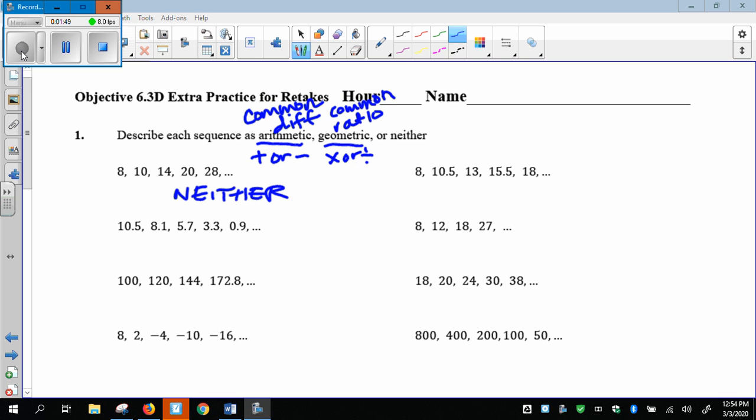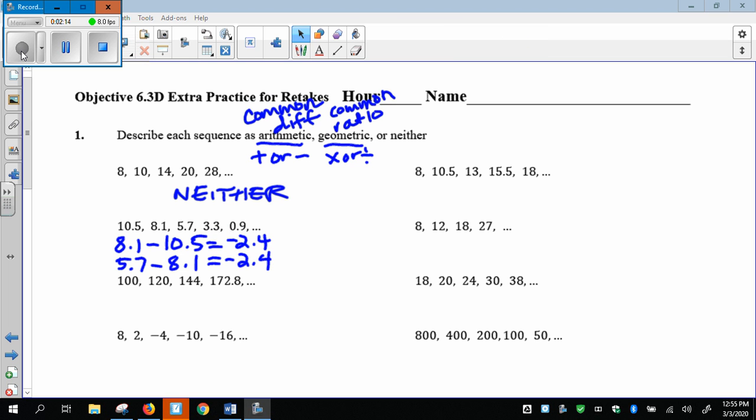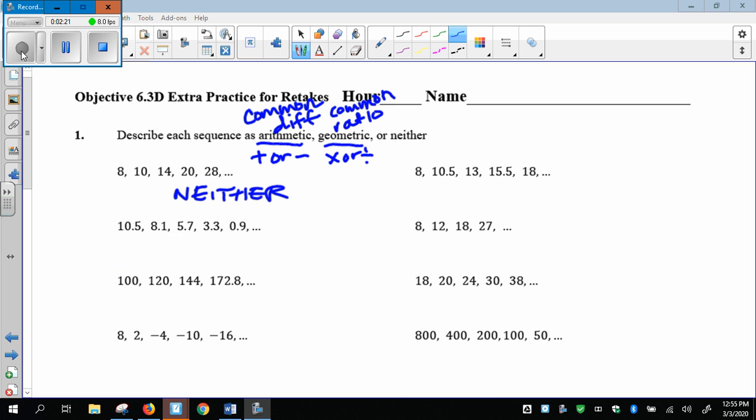Okay, let's try another one here. Let's do the next one in line here. So checking to see if it's arithmetic, I'm going to do 8.1 minus 10.5, and that equals negative 2.4. Then I'm going to do 5.7 minus 8.1, and that's also negative 2.4. So since I'm getting a common difference here of negative 2.4, I'm going to say that this one is arithmetic.